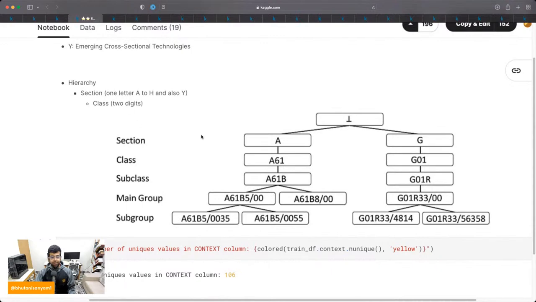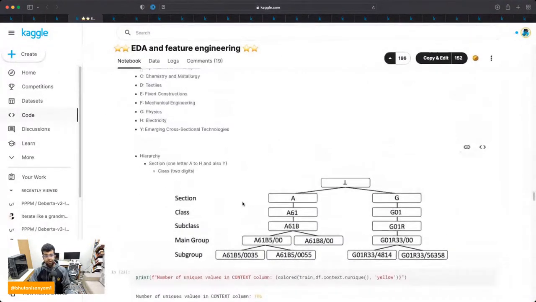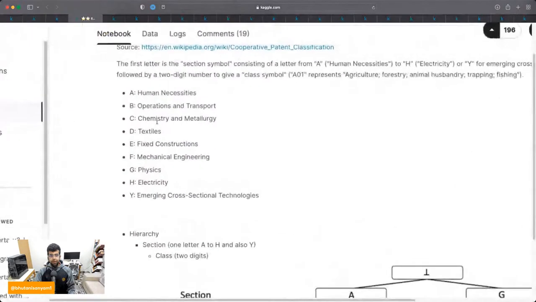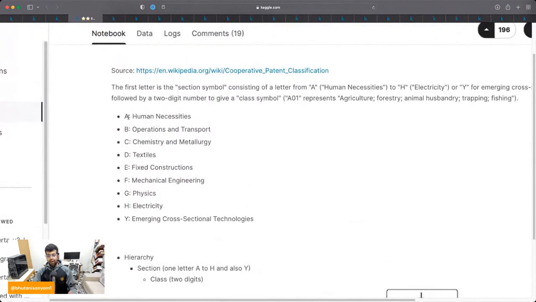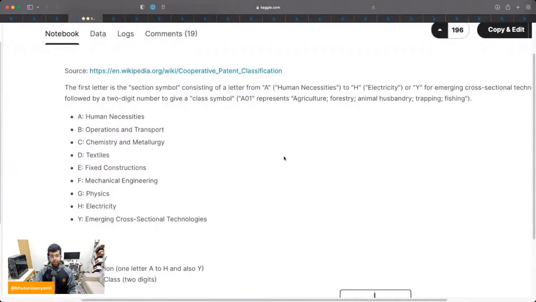You can see that this is a hierarchy where you have these sections, which range from letter A to H and also Y. Inside that you have class, which contains two digits, within which you have the subclass, and then the main group and subgroups. So this is the hierarchy, and here are the letters and what they mean. A refers to human necessities, and a class symbol like A01 represents agriculture, forestry, all those things.